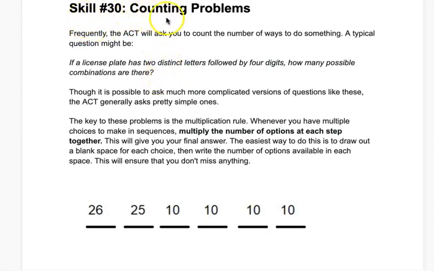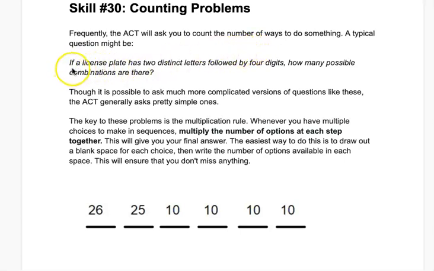Skill 30 is counting problems. The reason this is early on is because they're pretty easy, but students miss them in the beginning all the time. So it's just something to get your head around pretty quickly, and you'll get some easier questions right that often confuse students.